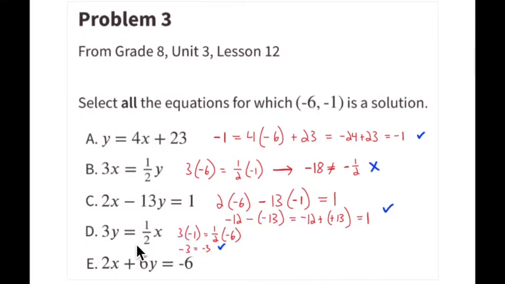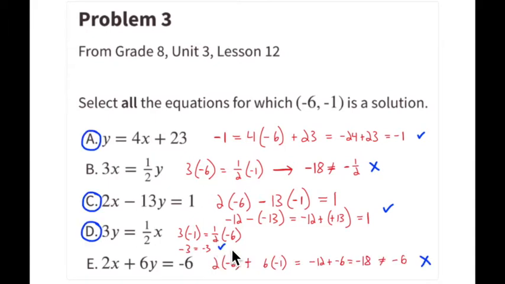D, y is -1. So 3 times -1 is -3. And x is -6. So 1/2 of -6 is also -3. So D works. And the last one, x is negative 6, y is negative 1. 2 times negative 6 is negative 12. A negative 1 times 6 is the opposite of 6, is a negative 6. Combine those two terms, you get negative 18. That does not equal this negative 6 here, so that does not work. So the three equations that work, A, C, and D.